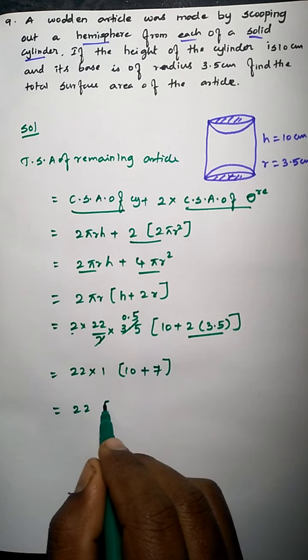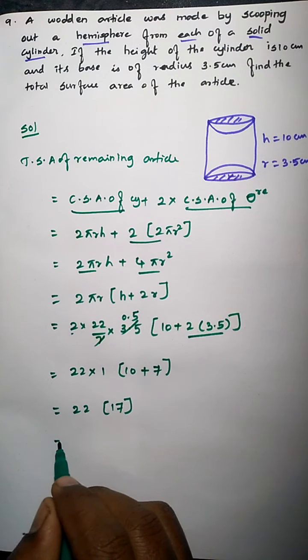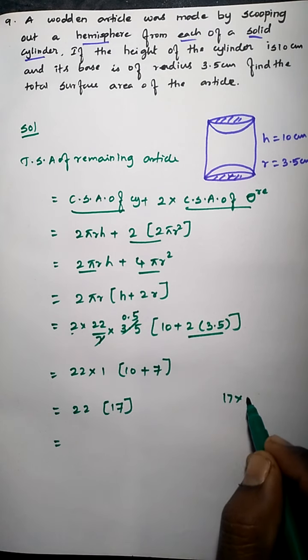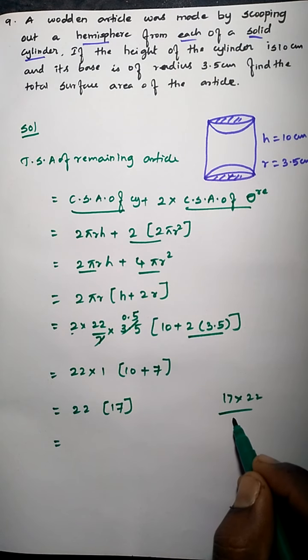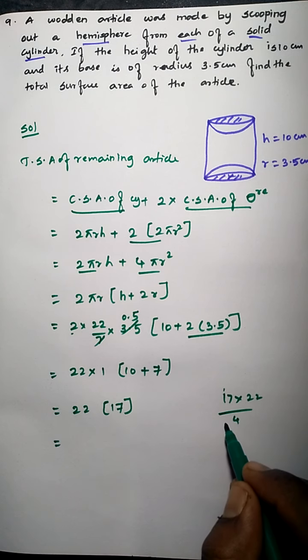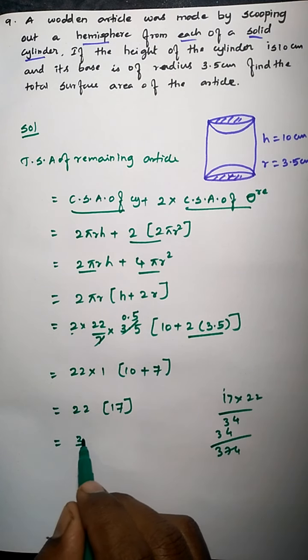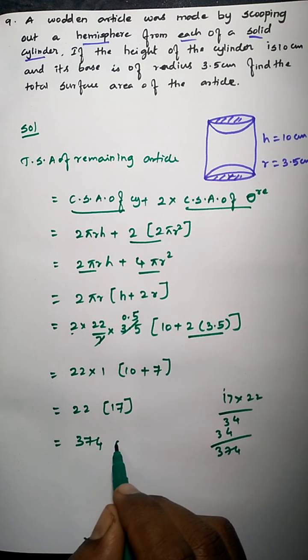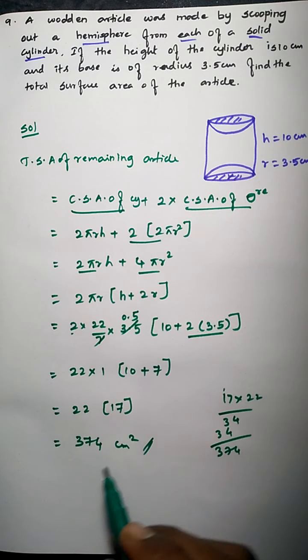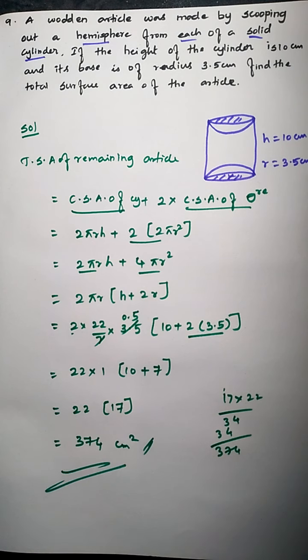So 22 into 17. Now multiplying 17 into 22, we get 374 centimeter square, which is the total surface area of the remaining article.